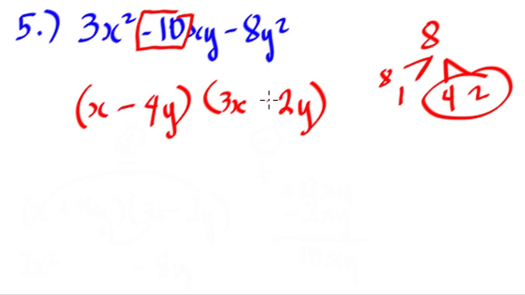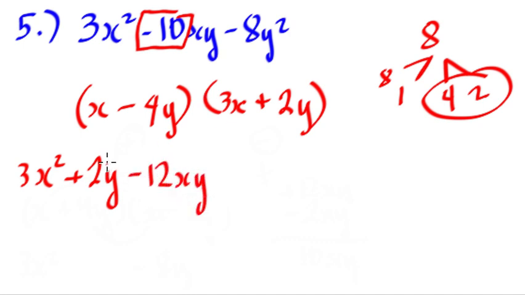Let's put minus sign here. Let's put the plus sign here. Okay, and let's try. So first, 3x squared. Outer rather. So we have plus 2xy. Inner. So we have minus 12xy. Sorry. Let me put that again. And this should be 2xy. And lastly, minus 4y times positive 2y is going to give us negative 8y squared.